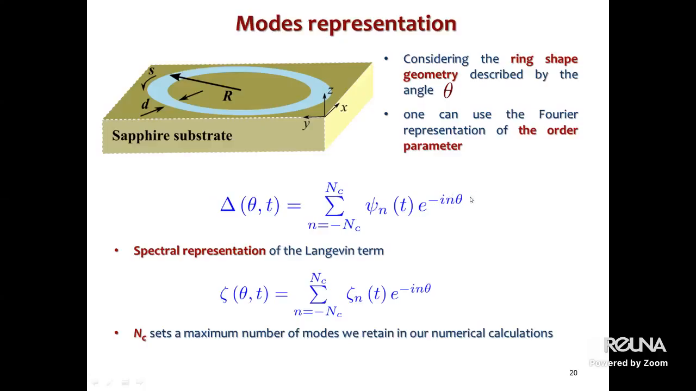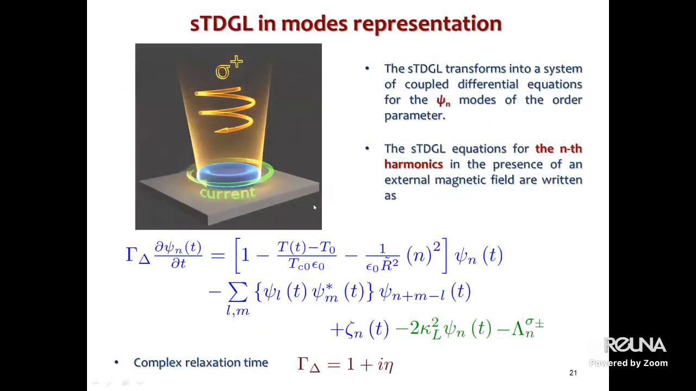We have only one degree of freedom. So basically, to some extent, it's a one-dimensional problem. Also, the spectral representation of the Langevin term we will also need in our equation. So all terms which are spatially dependent, we expand. And then the stochastic time-dependent Ginzburg-Landau equation transforms into a system of coupled differential equations governing the n modes of the order parameter.